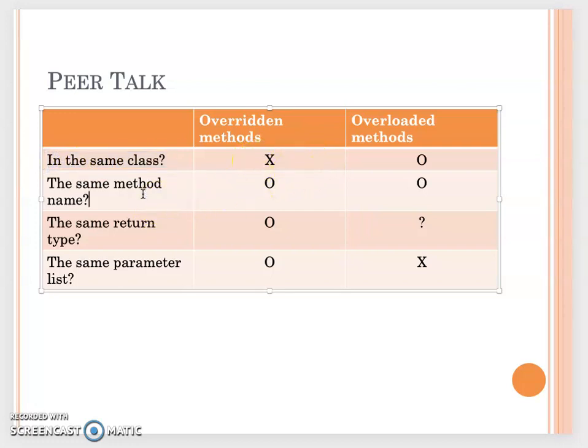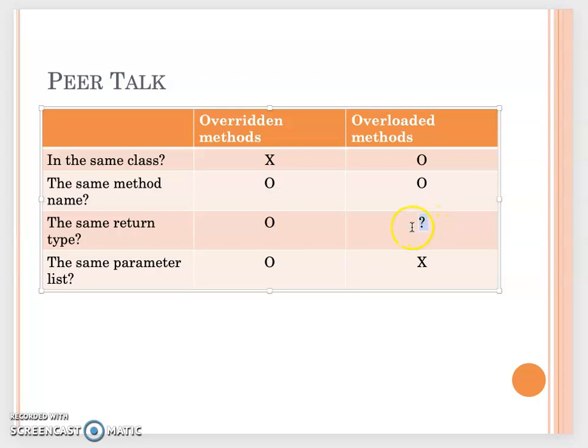Then, do they have the same method name? Right, so both overriding and overloading methods have the same method name. How about the return type? One thing to be careful about: overriding methods have to have the same return type, but for overloading methods, the return type is not included in the signature, so they can be the same or different.